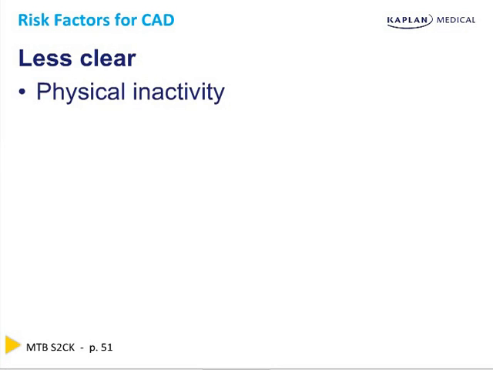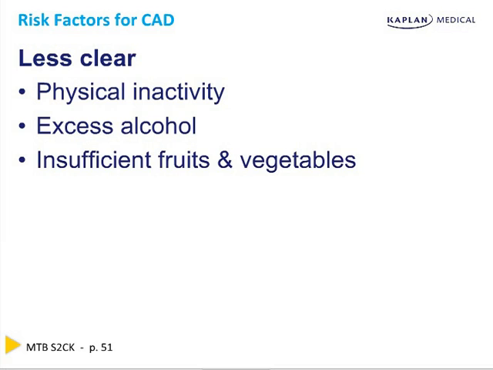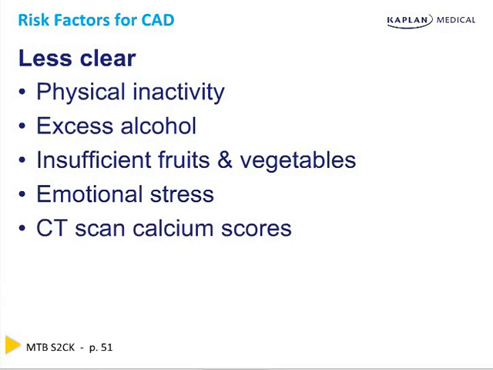Less clear risk factors are physical inactivity, excess alcohol, fruits and vegetables not being enough in the diet, certainly emotional stress. But the difficulty is it's very hard to define a lot of these. For instance, how do you define emotional stress? Very hard to put a number on it. Can't measure it, can't define it hardly. And the issue about excess alcohol is hard to define. What do we mean by excess? Certainly 4 and 5 drinks a day is excess. Is 2 or 3 a day excess?